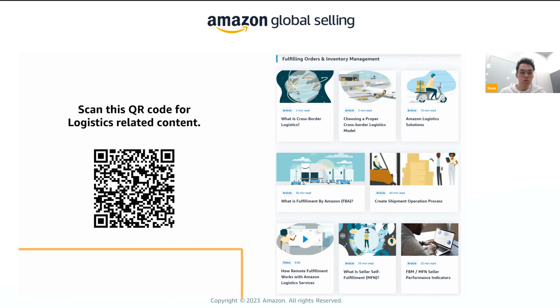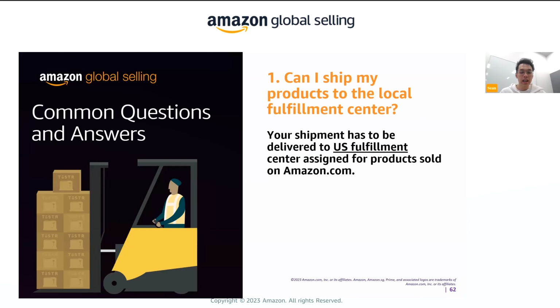Next, I'll go to the common questions and answers. One of the first common questions is, can I ship my products to the local fulfillment center? No, you cannot. If you are selling on Amazon.com, you have to send to a US fulfillment center. And if you are selling on Amazon UK, you have to send to an Amazon UK fulfillment center.